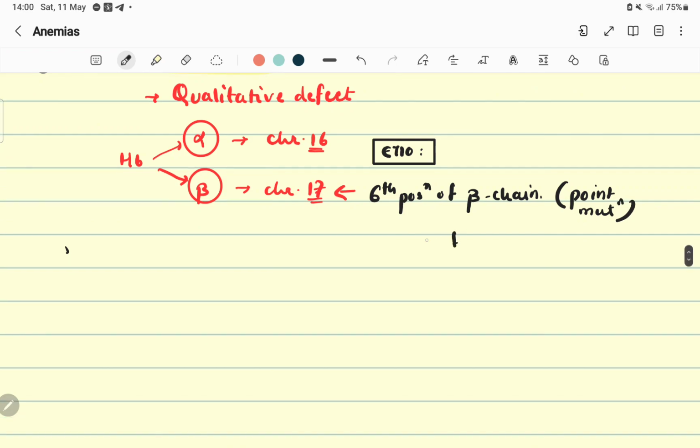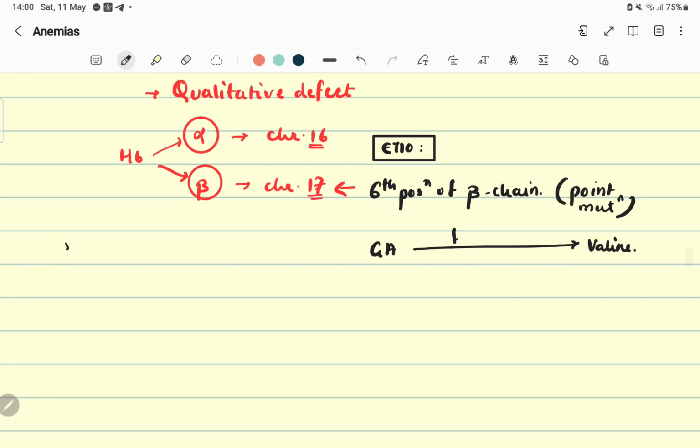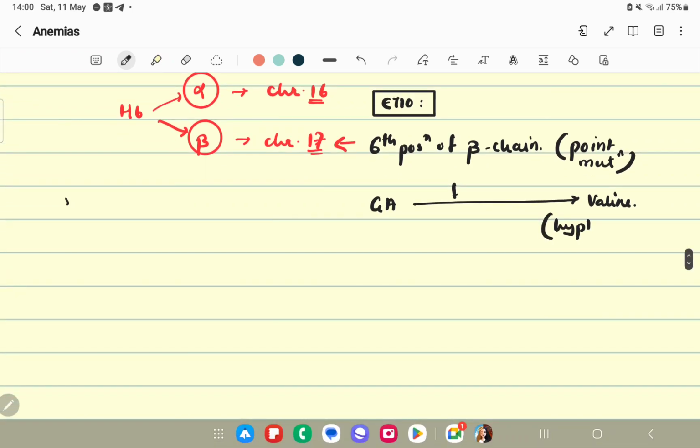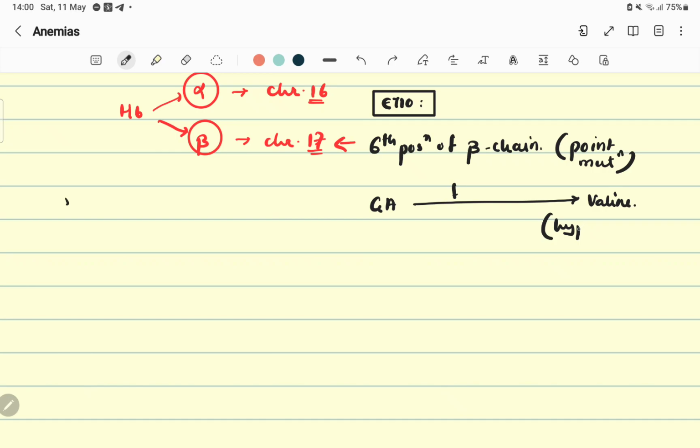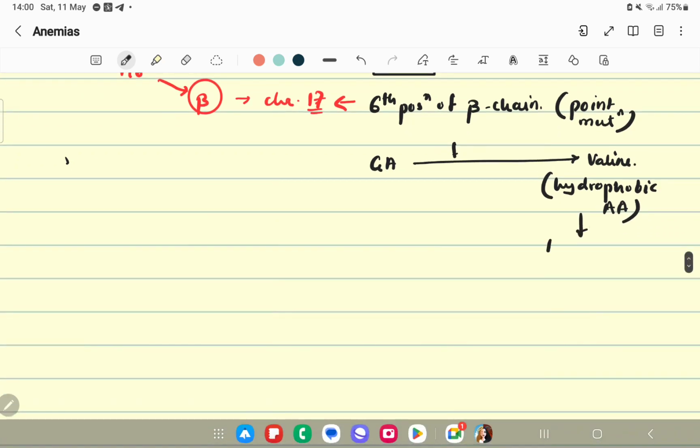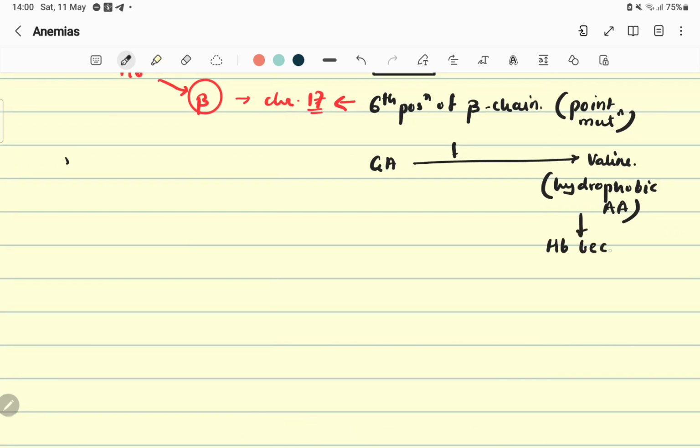So with the point mutation, what happens? Glutamic acid is changed to valine, and valine is a hydrophobic amino acid, due to which the hemoglobin becomes less soluble. It will start to precipitate. Less soluble means there will be clumping, precipitation occurring.